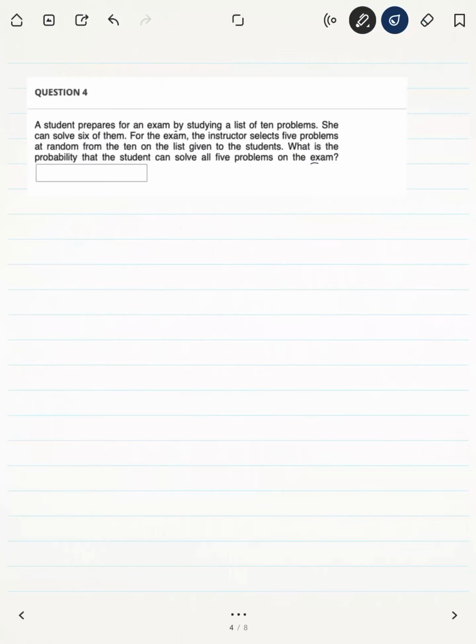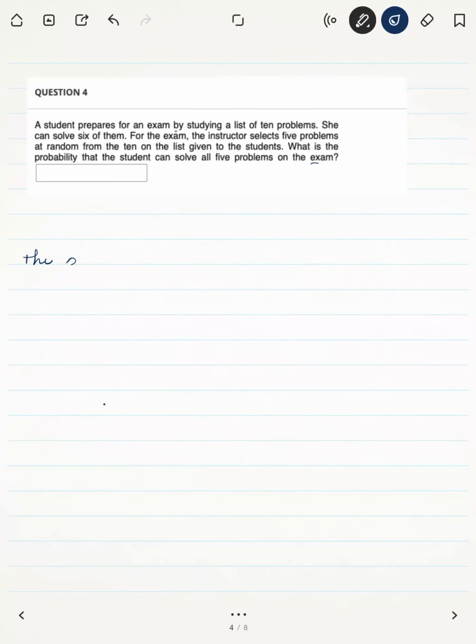Question 4. I have a student who prepares for an exam by studying a list of 10 problems. She can solve 6 of them. For the exam, the instructor selects 5 problems at random from the 10 on the list given to the students. What is the probability that the student can solve all the 5 problems on the exam?